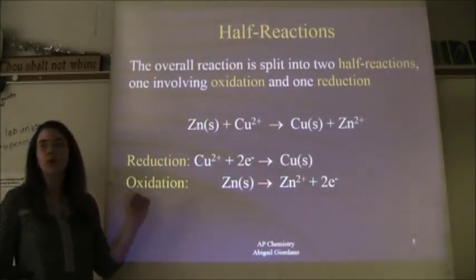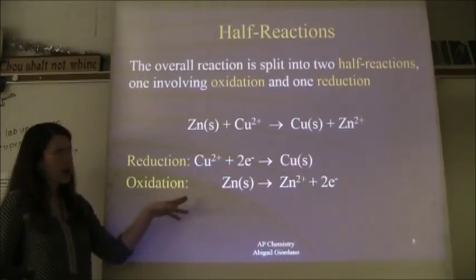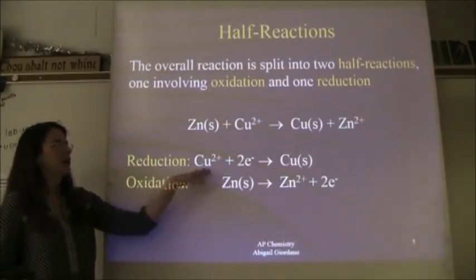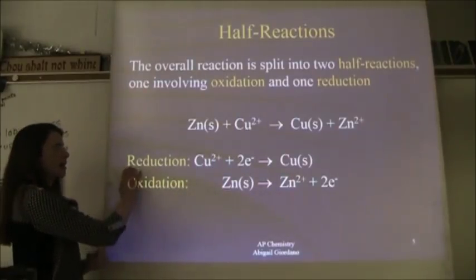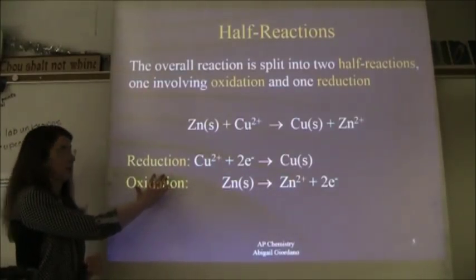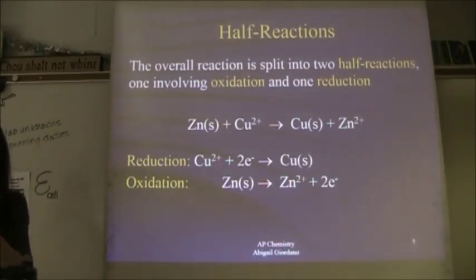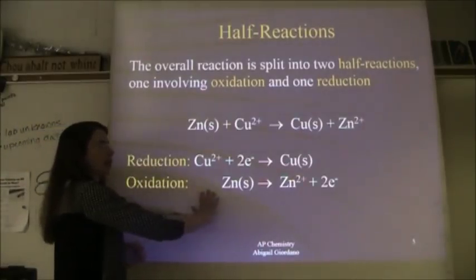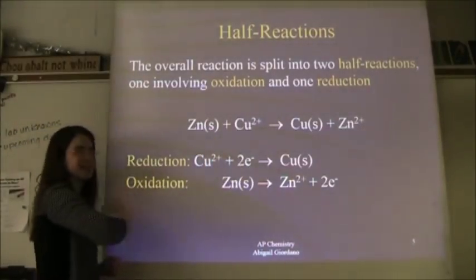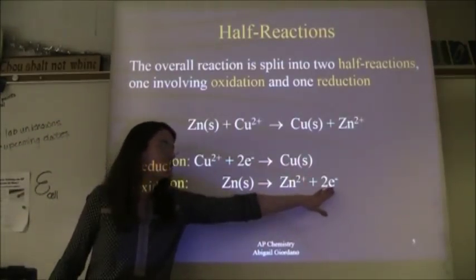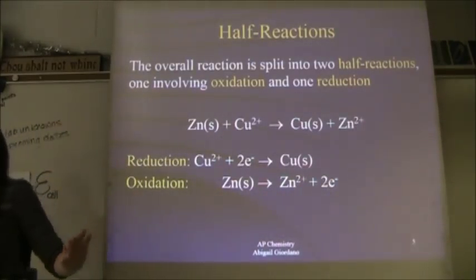I want you to notice something about these half reactions. If a half reaction is written as a reduction, you will always see electrons on the reactant side. Okay, reduction has electrons on the reactant side. Oxidation half reactions are always going to show electrons on the product side.